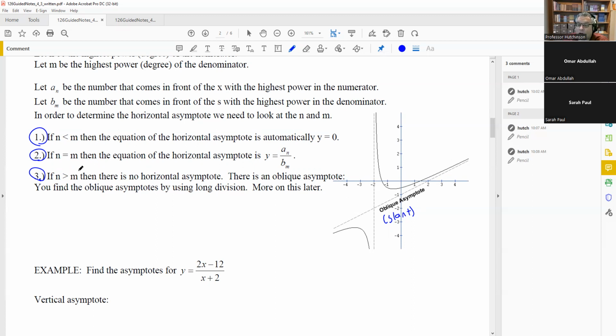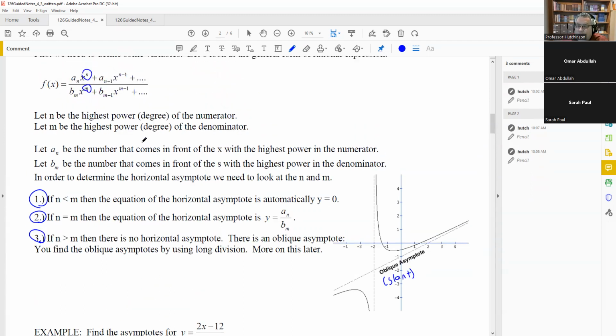That's going to occur if we look at this polynomial and the highest power on top is larger than the highest power on the bottom, like a 3 on top and a 2 on the bottom. That's the case where there's not going to be a horizontal asymptote, but there is going to be an oblique asymptote. In order to find the oblique asymptote, we have to use either synthetic or long division. We'll get into that a little bit later.